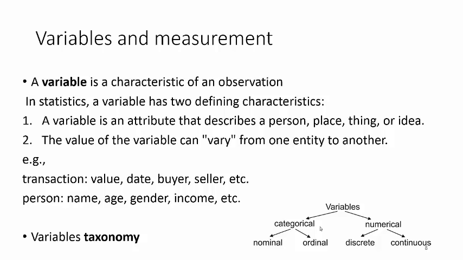Nominal categorical variable: there is no intrinsic ordering to the categories. For example, gender. Gender is a categorical variable having two categories, male and female, and there is no intrinsic ordering to the categories. Hair color is also a categorical variable, having a number of categories, such as blonde, brown, black, red, and so on.